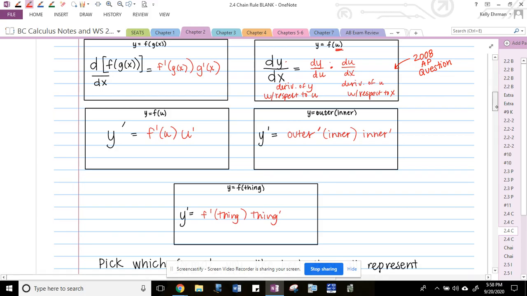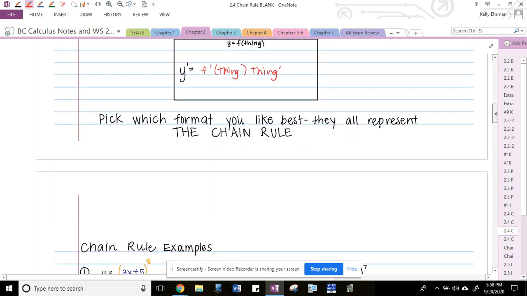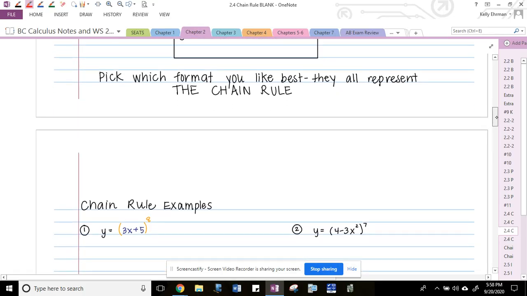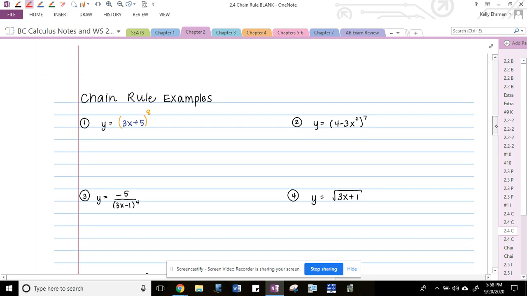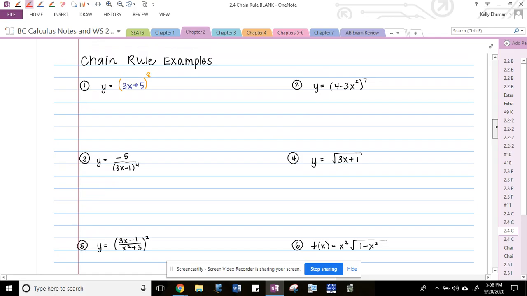So pick whatever makes sense to you. Maybe none of them make sense right now, but as we do some examples, hopefully it's going to fall into place. All right. So again, if it helps you, you can do some u sub. I'm not going to do it every time, but I am going to do it for this first one. So if this helps you, you can think, okay, u is 3x plus 5 because that's the inner function. Let's rewrite this function in terms of u.